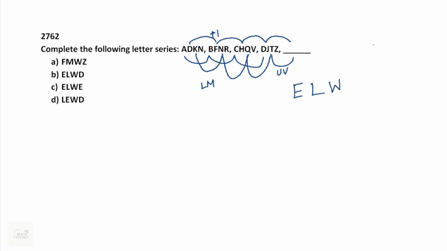N, after N is R, that is O, P, Q, it is moving plus 3. Z plus 3, A, B, C, D we should have, because it is moving plus 3 and then the next alphabet is being placed. E, L, W, D. E, L, W, D is in option B.